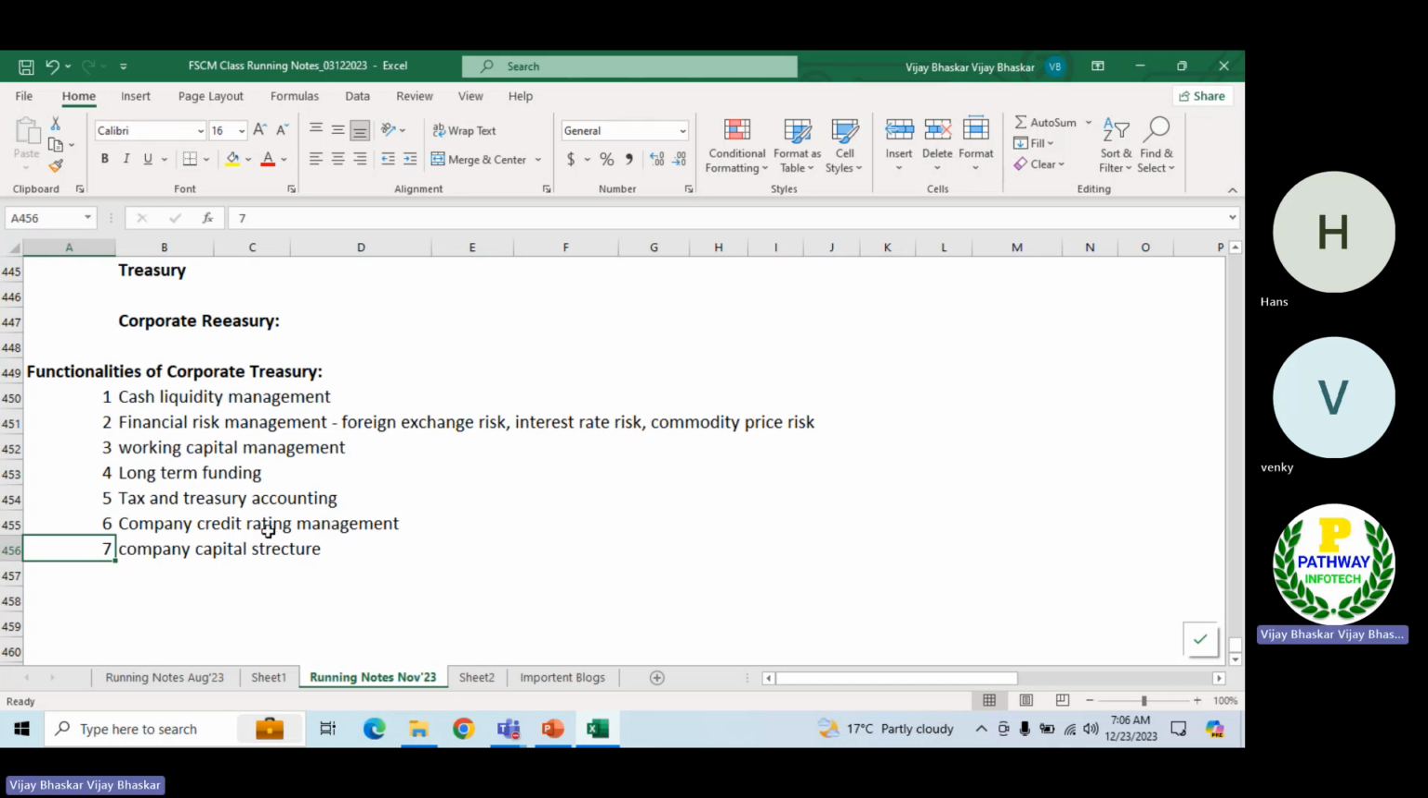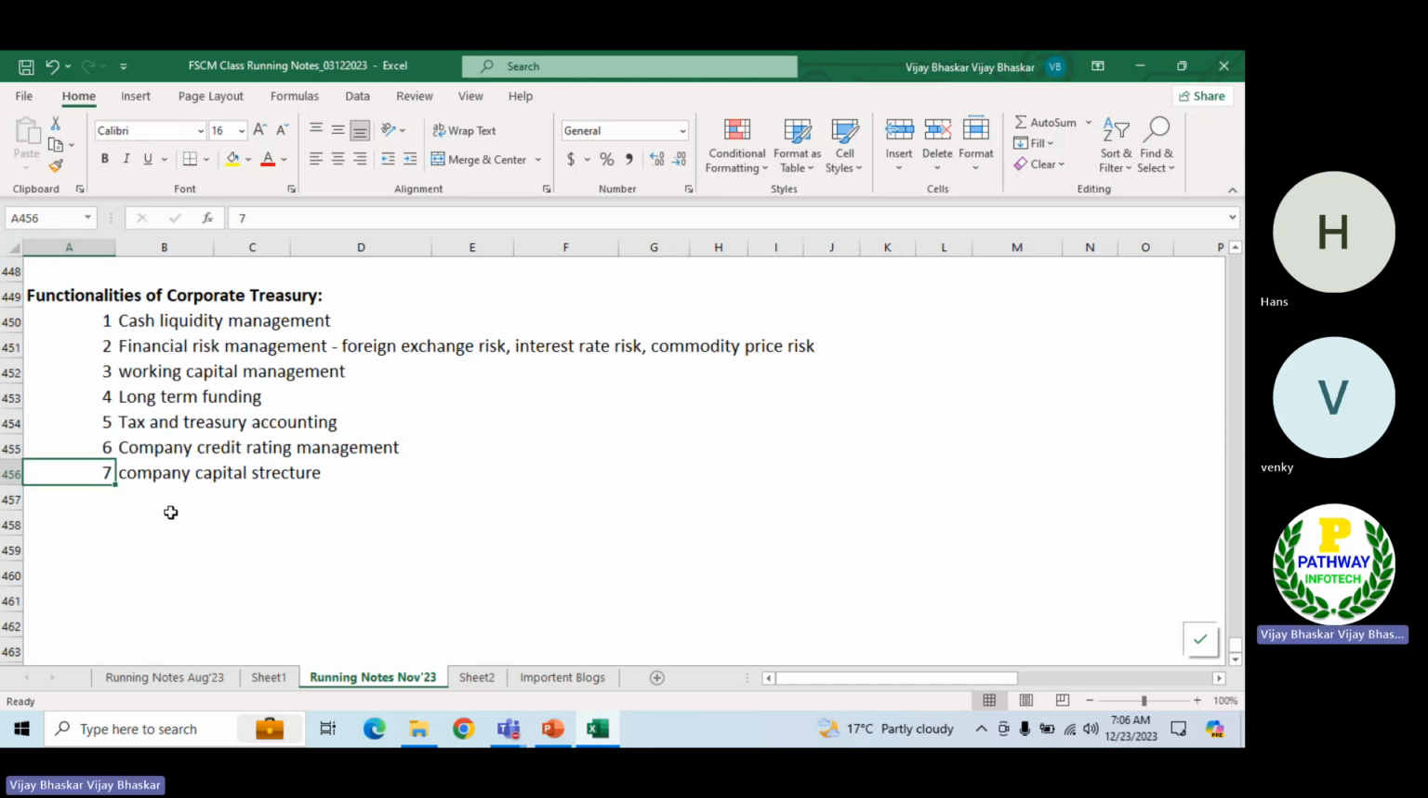So this is about the corporate treasury, the functionalities we have discussed. Is it clear for both of you? Yes, sir. Okay, fine. Now let me present that PPT.